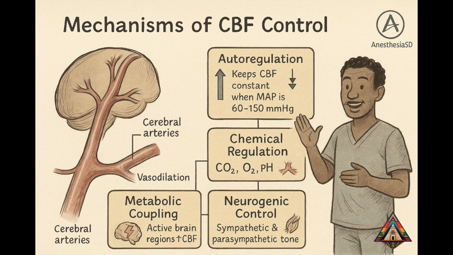Chemical regulation: increases in carbon dioxide or hydrogen ion concentration, low pH, cause cerebral vasodilation, increasing blood flow. Severe hypoxia, oxygen tension less than 50 millimeters of mercury, also leads to vasodilation. Metabolic coupling: blood flow increases to areas of the brain that are more active, delivering more oxygen and glucose as needed. Neurogenic control: autonomic nervous system input, particularly from the sympathetic and parasympathetic branches, can influence large cerebral vessels.